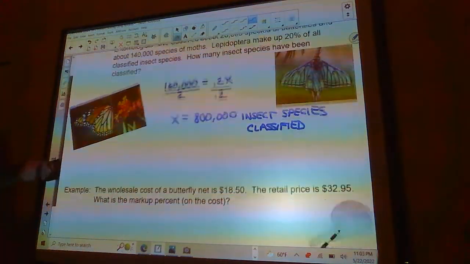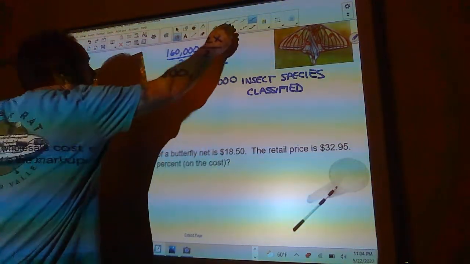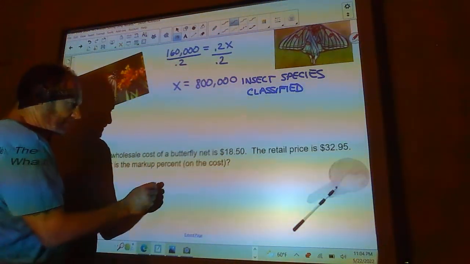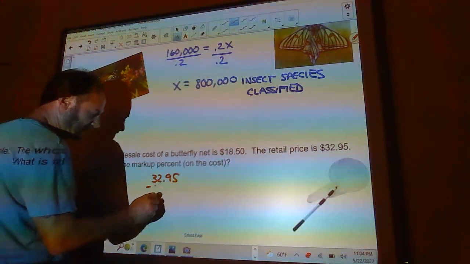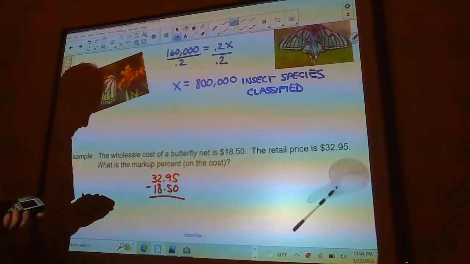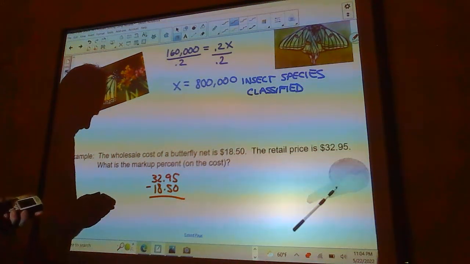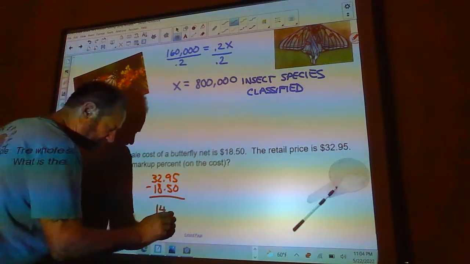Now, the wholesale cost of a butterfly net is $18.50. The retail price is $32.95. What is the markup percent on the cost? The first thing we have to do is figure out how much the markup is. So that's $32.95 minus $18.50, which comes out to be $14.45.